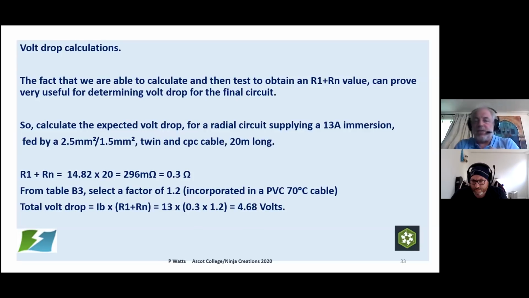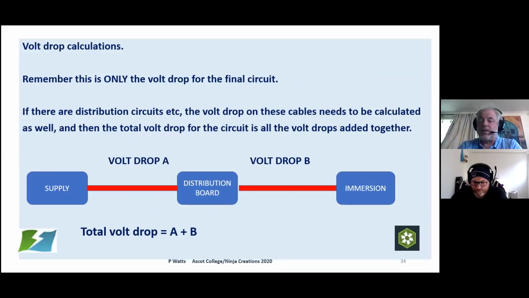Now that's obviously just for the final circuit. What we have to consider when we're doing volt drop calculations is we've got to consider distribution circuits as well. So as well as the final circuit, if we've got distribution circuits feeding a distribution box from a supply further back at the origin, we need to add in and factor in the volt drop on the distribution cable, as well as the volt drop on our final circuit.